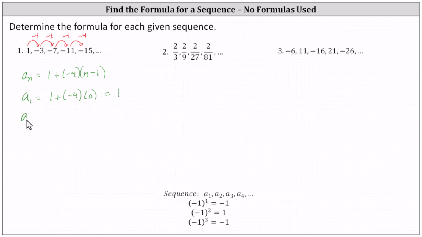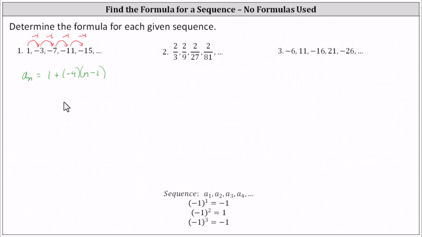Let's try a sub 2. To obtain the second term of the sequence, we want to add 1 negative 4 to positive 1, or subtract 4 once. Using our formula, a sub 2 equals 1 plus negative 4 times the quantity 2 minus 1, which is 1, which does give us negative 3, the second term. So now that we have the correct formula, let's talk about different ways to express the formula.